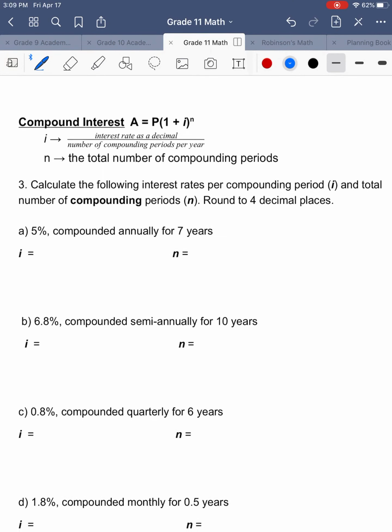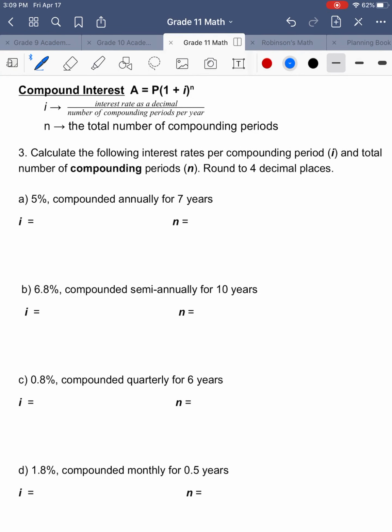Let's take a look at compound interest. So the formula for compound interest is A is equal to P times (1 plus I) to the power of N. So this I is the interest rate as a decimal divided by the number of compounding periods per year. And N is the total number of compounding periods.